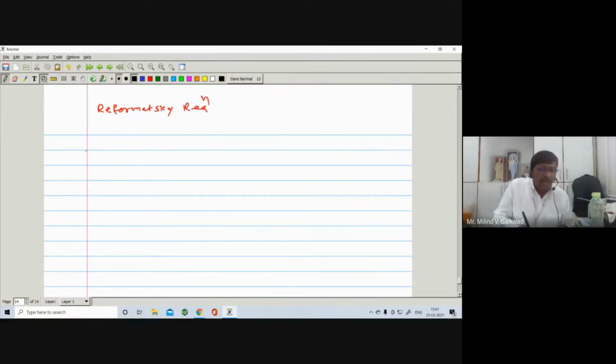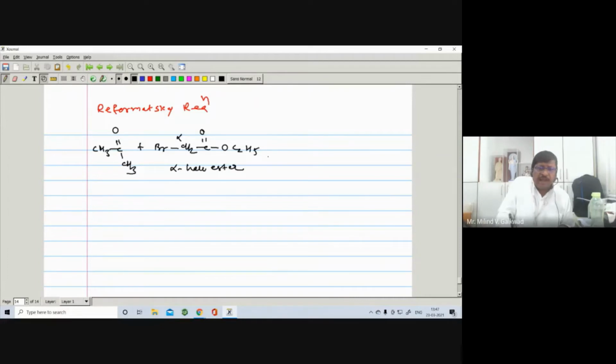So what happens when a carbonyl compound, CH3, C double bond O and CH3, a carbonyl compound, aldehydes and ketones, is treated with alpha haloester, here is BrCH2, C double bond O and OC2H5. So it is your alpha haloester. The reaction takes place in the presence of zinc. Then number one, and second, it undergoes hydrolysis in the presence of acid.